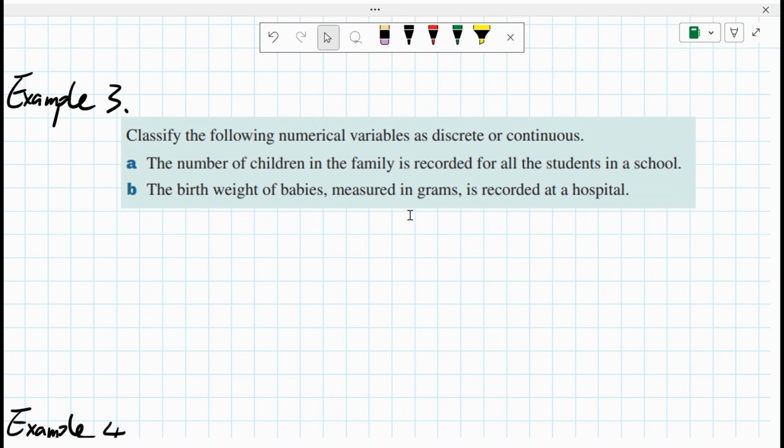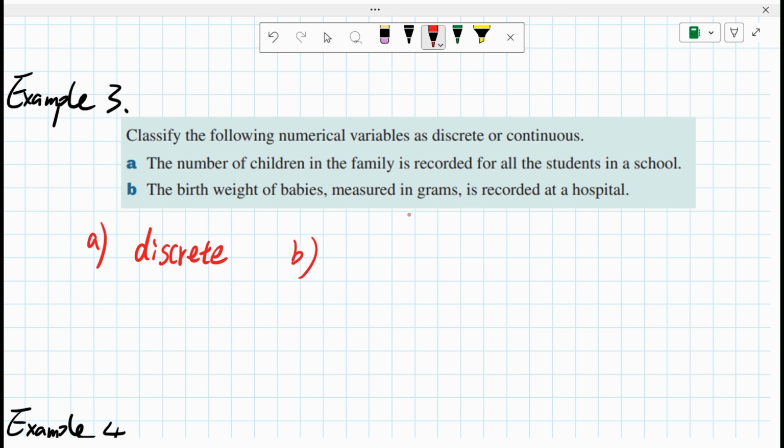First one, the number of children in families recorded for all students in a school. So this one is the number of children in the family. We say it is discrete because these numbers of children will only take whole number values. That's discrete.